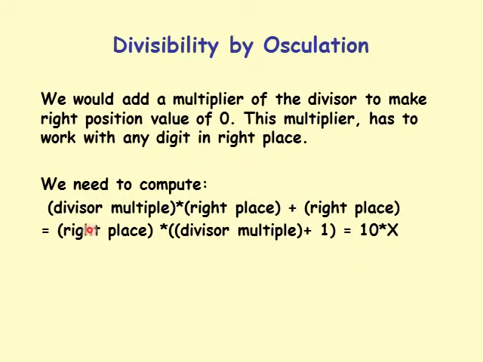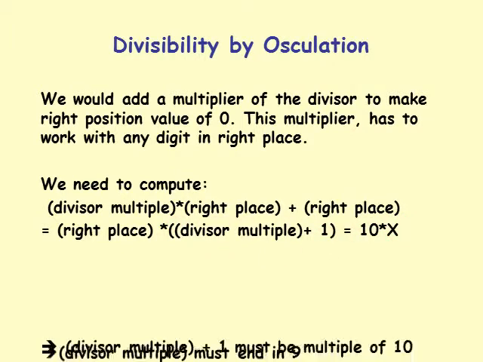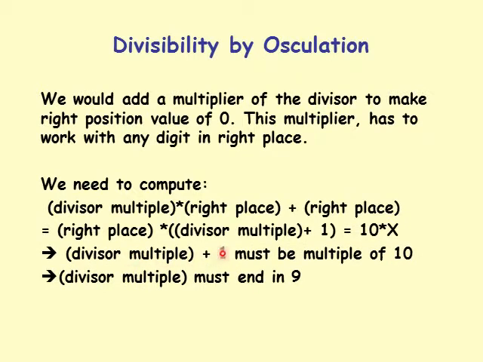So right place times (divisor multiple plus 1) has a 0 at the end, so it must be a multiple of 10. That means that this number, divisor multiple plus 1, must be a multiple of 10. What does that mean? That means that the divisor multiple must end in a 9. So we need to compute a multiple of the divisor which ends in a 9. Let's do an example to go through the steps.